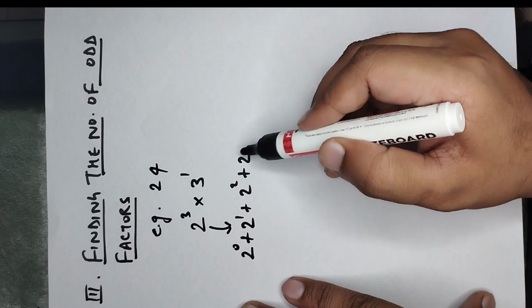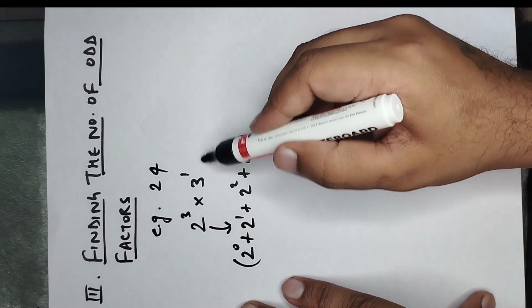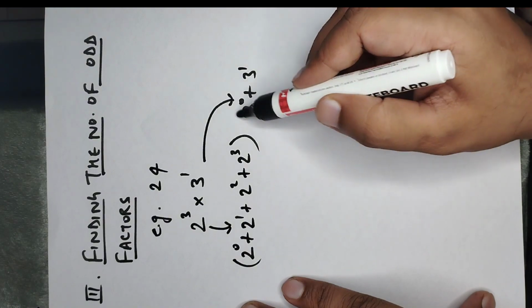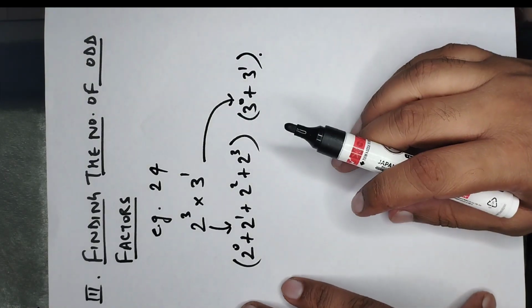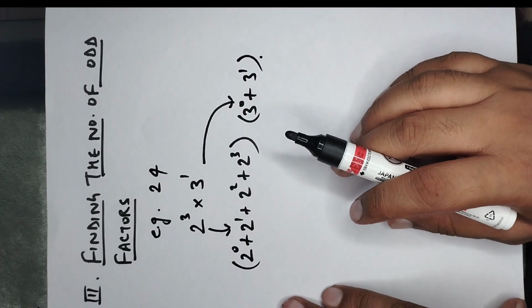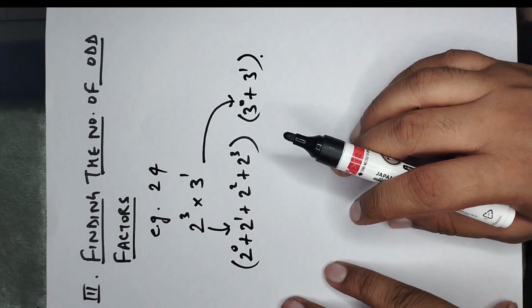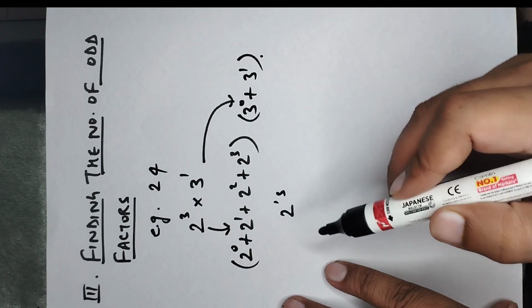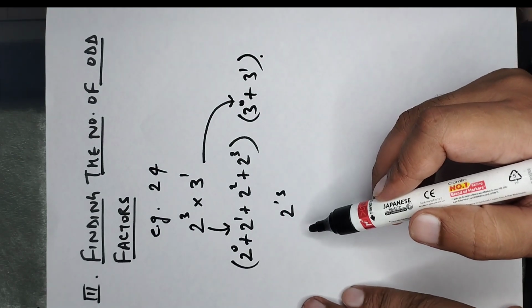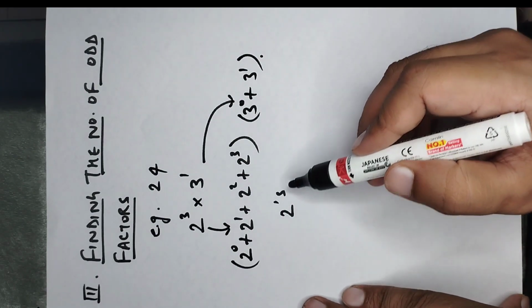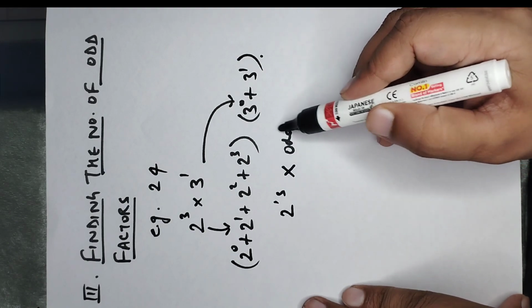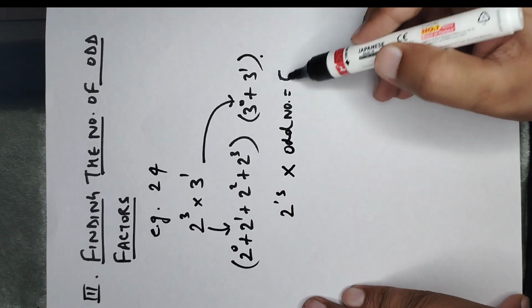writing all its possible powers. Similarly, writing this 3 raised to the power 1 as 3 raised to the power 0 plus 3 raised to the power 1. Now as we know that for finding the number of odd factors, we have to eliminate all the 2's. Now why we have to do that? Because 2 multiplied with an odd number will always give an even number.